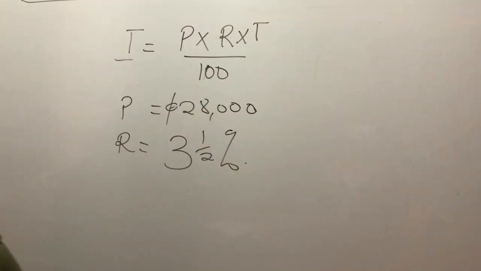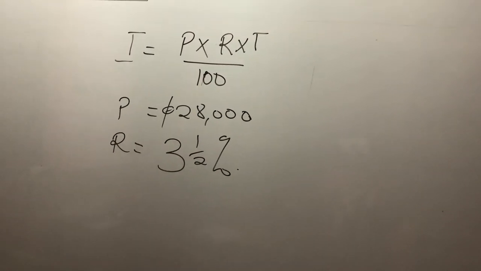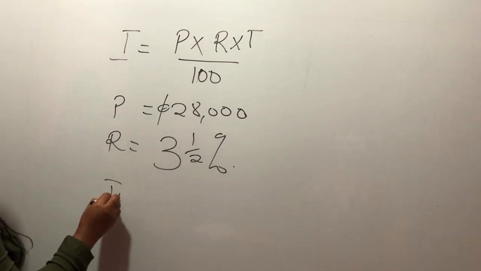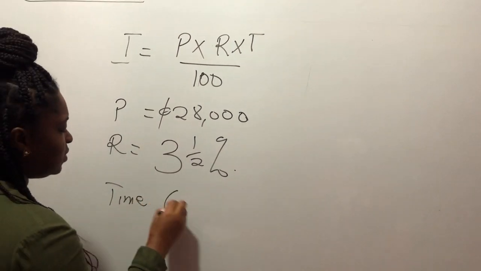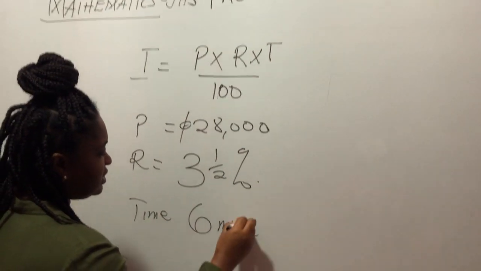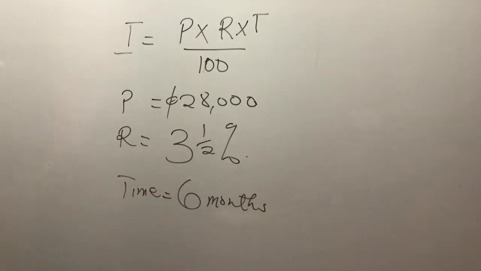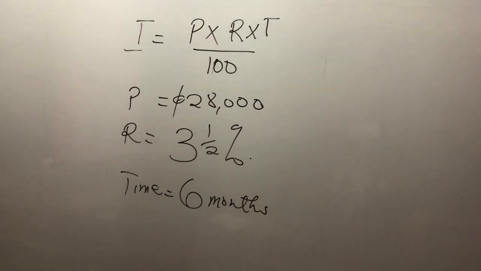That is the rate. The rate is mostly in percentage. And what is the time? The time is 6 months. Okay. And what else do we have to find? So this is what we have.